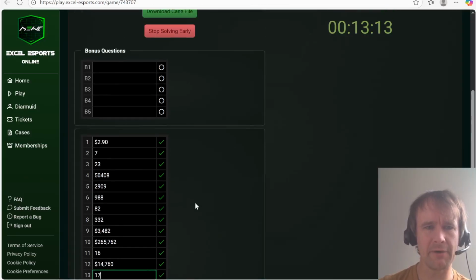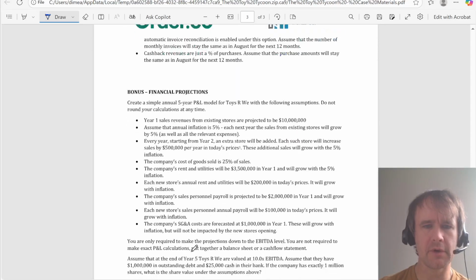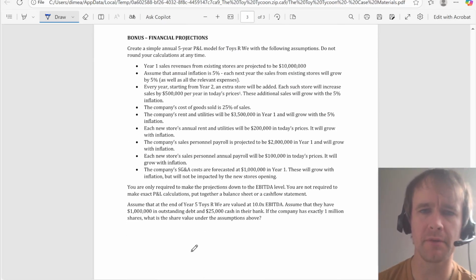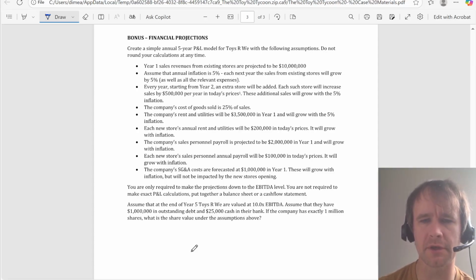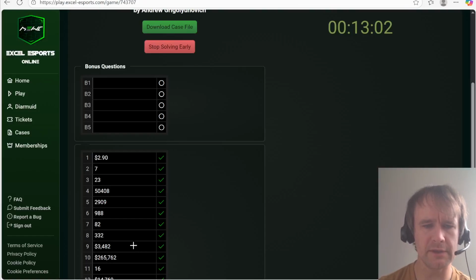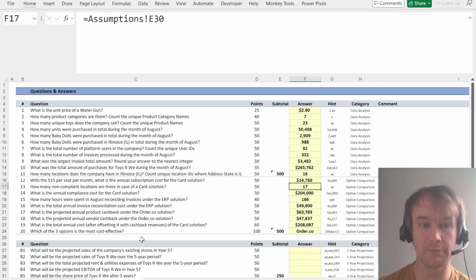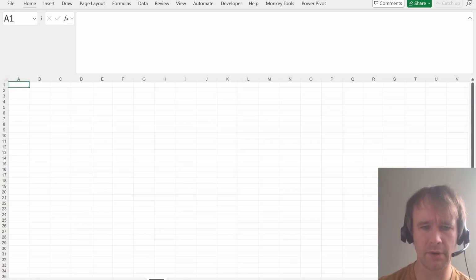Okay. All right, so now bonuses. What do I have to do for the bonuses? Create a simple annual 5-year P&L model for Toys R We with the following assumptions, do not round. Year 1 sales revenue from existing stores are projected to be 10 million. Okay, so this is, I guess, a completely separate question. Cool. So let's do model.